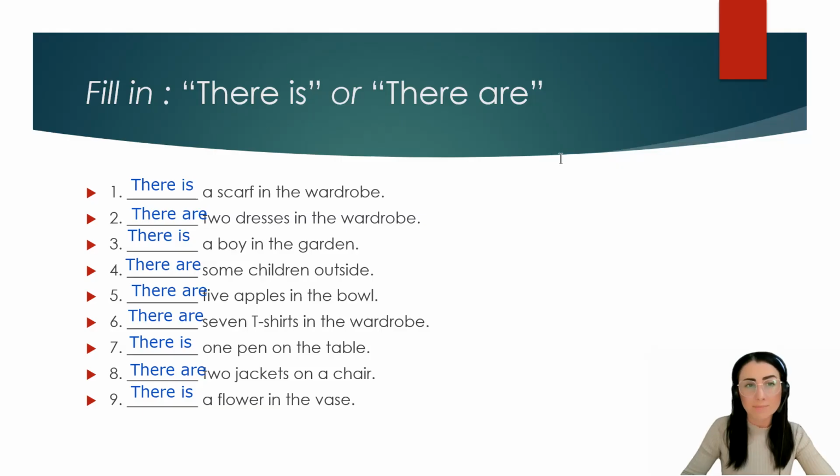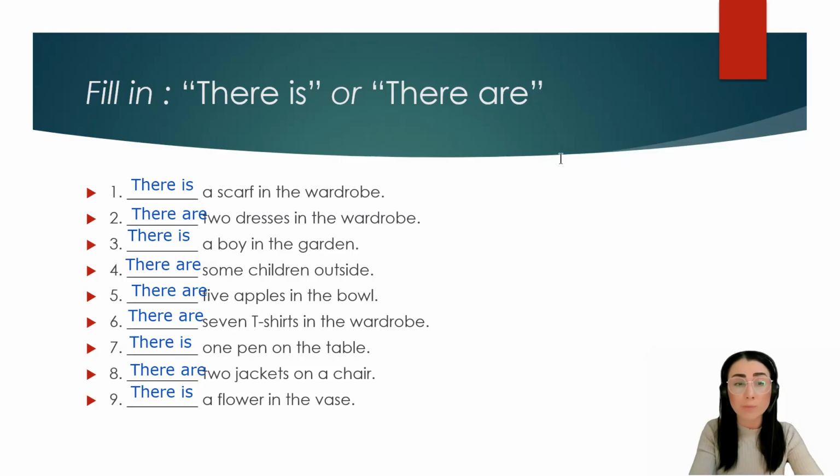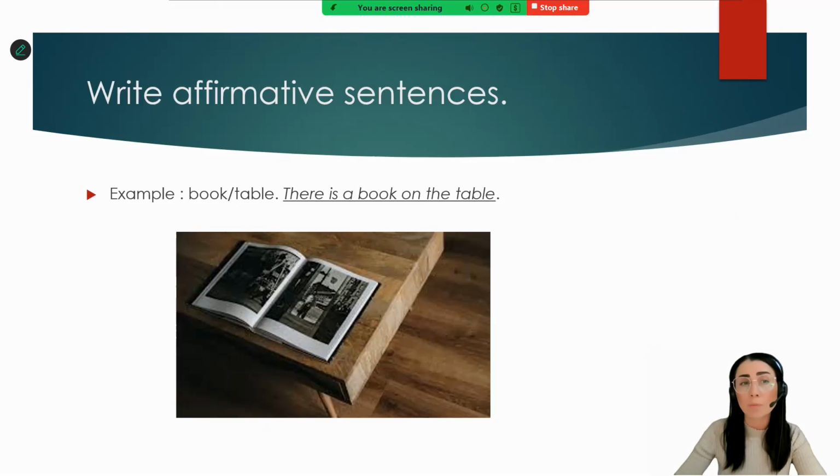Correct answers. There is a scarf in the wardrobe. There are 2 dresses in the wardrobe. There is a boy in the garden. There are some children outside. There are 5 apples in the bowl. There are 7 t-shirts in the wardrobe. There is 1 pen on the table. There are 2 jackets on a chair. There is a flower in the vase. Good job! Now let's have some more practice.